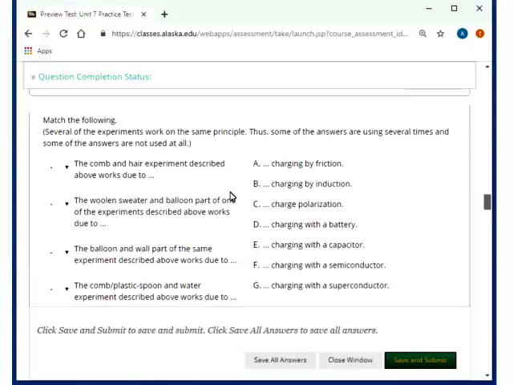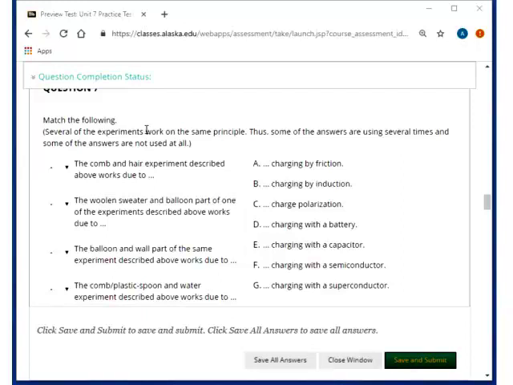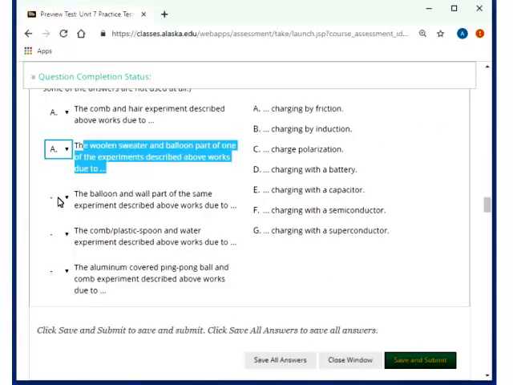And this is where you go back to the book and you will find the explanation for these. The comb and hair experiment described above works due to charging by friction. So thus the woolen sweater and the balloon, as you rub them against each other, well, it's friction. The balloon and wall part, so once you actually stick it there, both of them are insulators, there are actually no charges flowing, and you actually don't rub it, you just put it there. That one is actually charged by polarization. And again, you can look that up in the book.